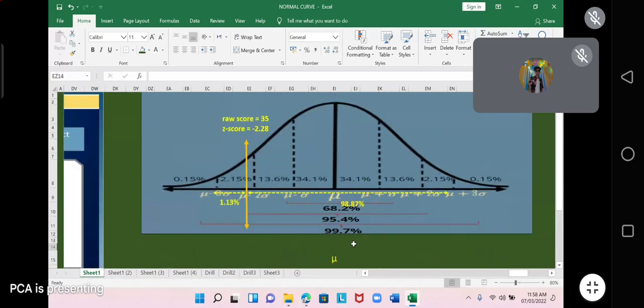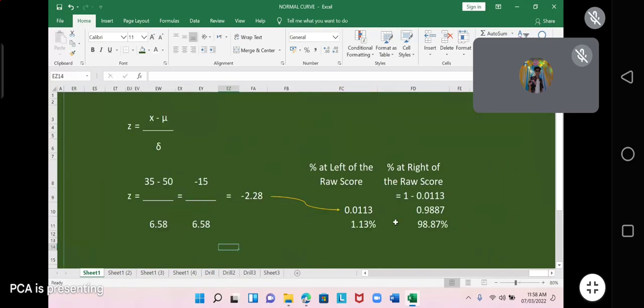And we say further that negative 2.28, 0.0113 is the representation of that. What is that representation? Negative 2.28 is there.